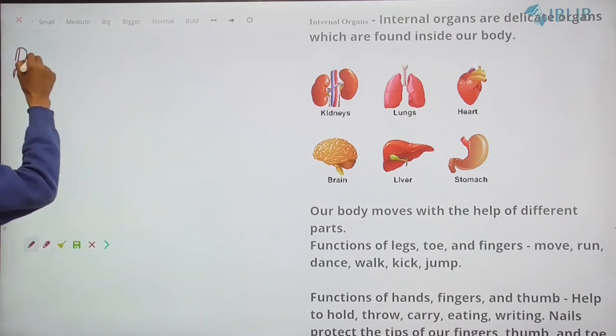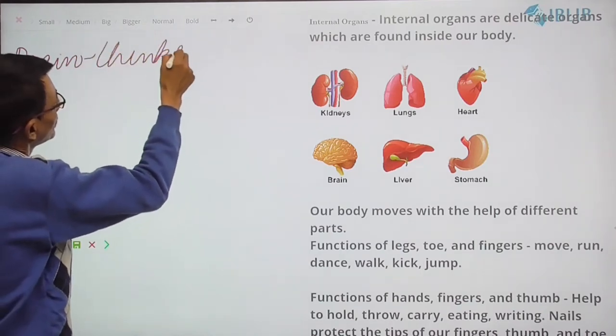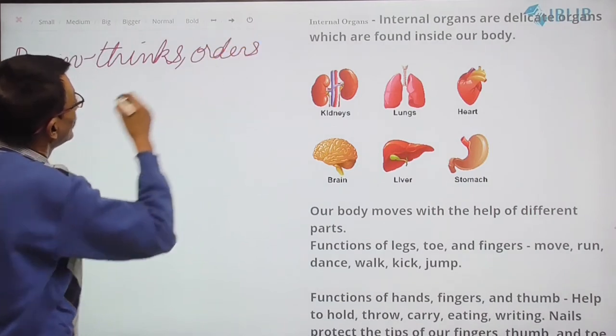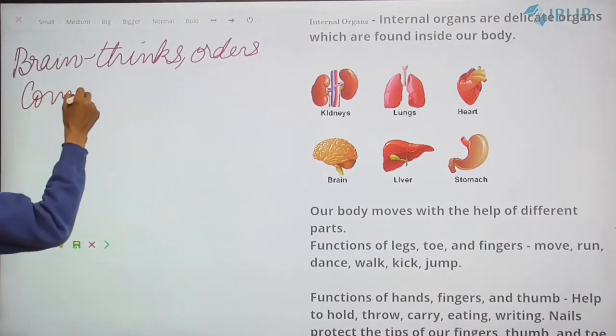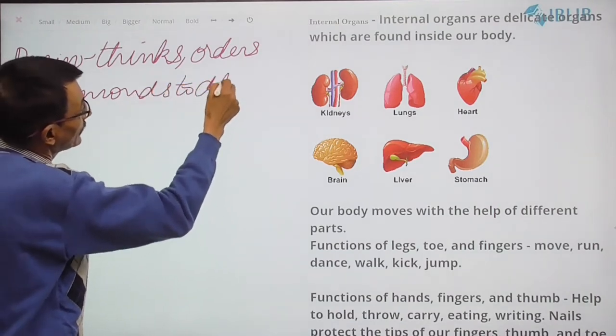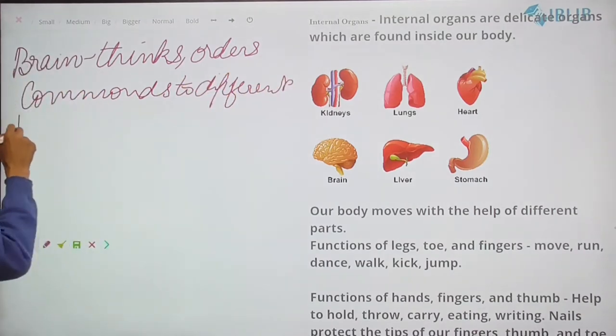So, the function of the brain is to think. The brain thinks. It gives orders, commands to different body parts.